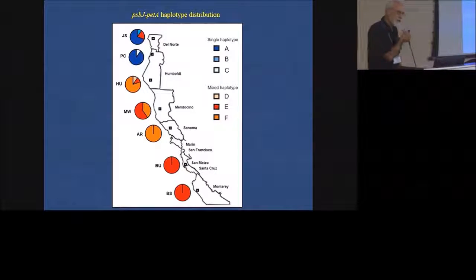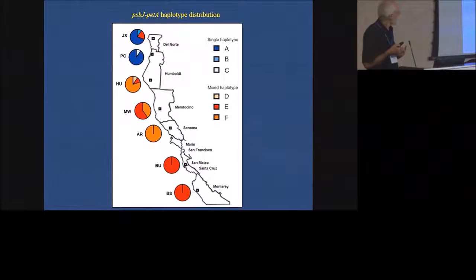If you look at the distribution of haplotypes, the mixed haplotypes are in the orange and red shades, and the single sequence haplotypes are in the blue shades. There is a very distinct phylogeographic distribution, just an abrupt change between the two types of haplotypes.